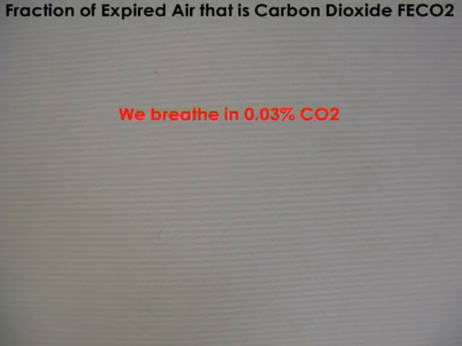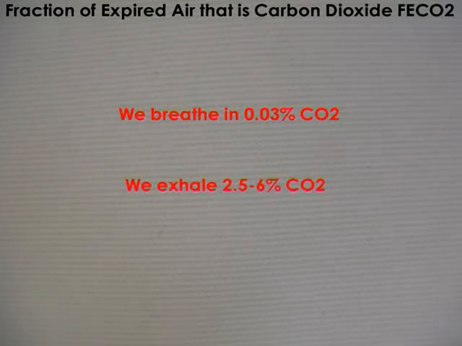The fraction of expired air that is carbon dioxide, or FeCO2, is the percent of expired air that is carbon dioxide. The air that we breathe in has very little carbon dioxide, normally 0.03%. Carbon dioxide is produced as a result of cellular metabolism, and thus most of the CO2 exhaled comes from metabolic processes. Typically the air that we exhale is 2.5 to 6% carbon dioxide.